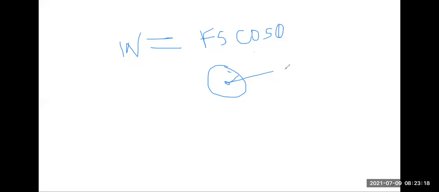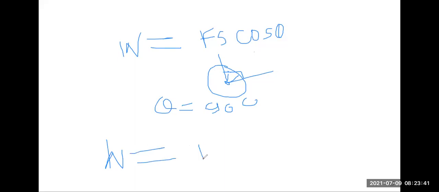Thus, the angle theta between the force vector and the displacement vector is always 90 degrees. So theta is 90 degrees, and we know cos 90 is 0. So we'll get the answer 0. Understood everyone? It's very simple. Understood or not? Yes, sir.